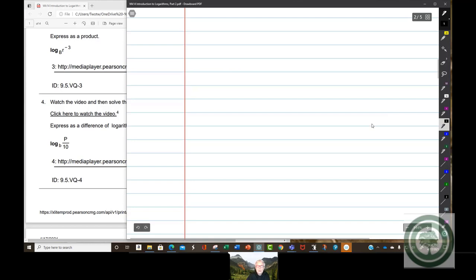Now we've got the quotient rule. Quotient means divide. But I'll write that out. The word quotient, that's why I'm putting quotation marks around it. The word quotient means divide.